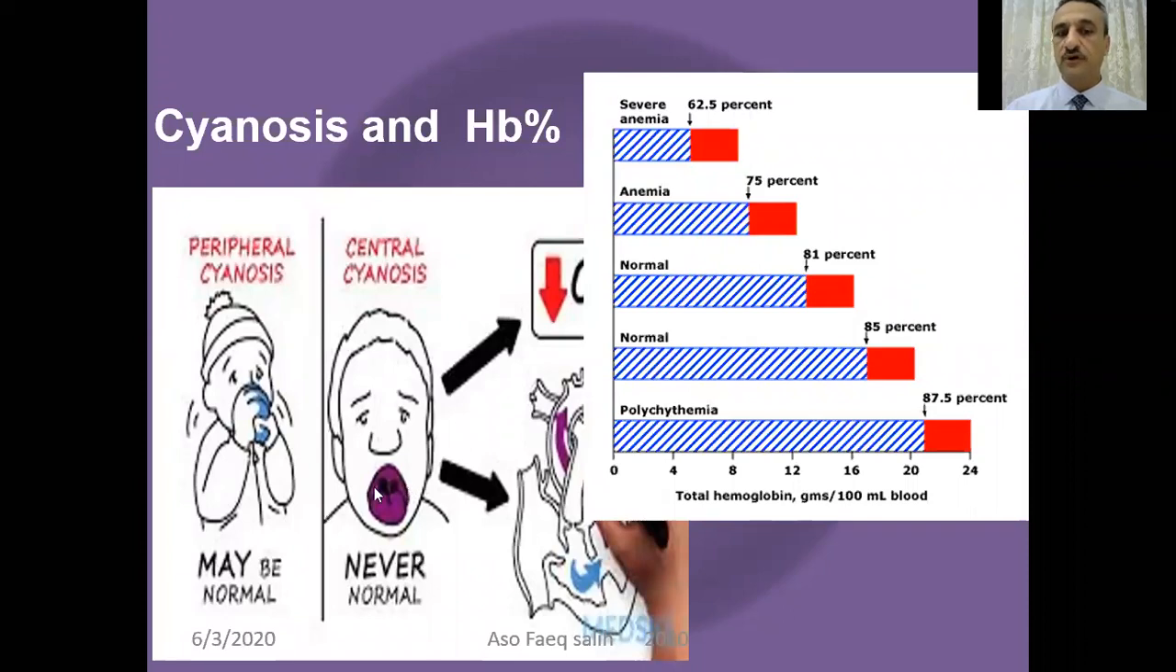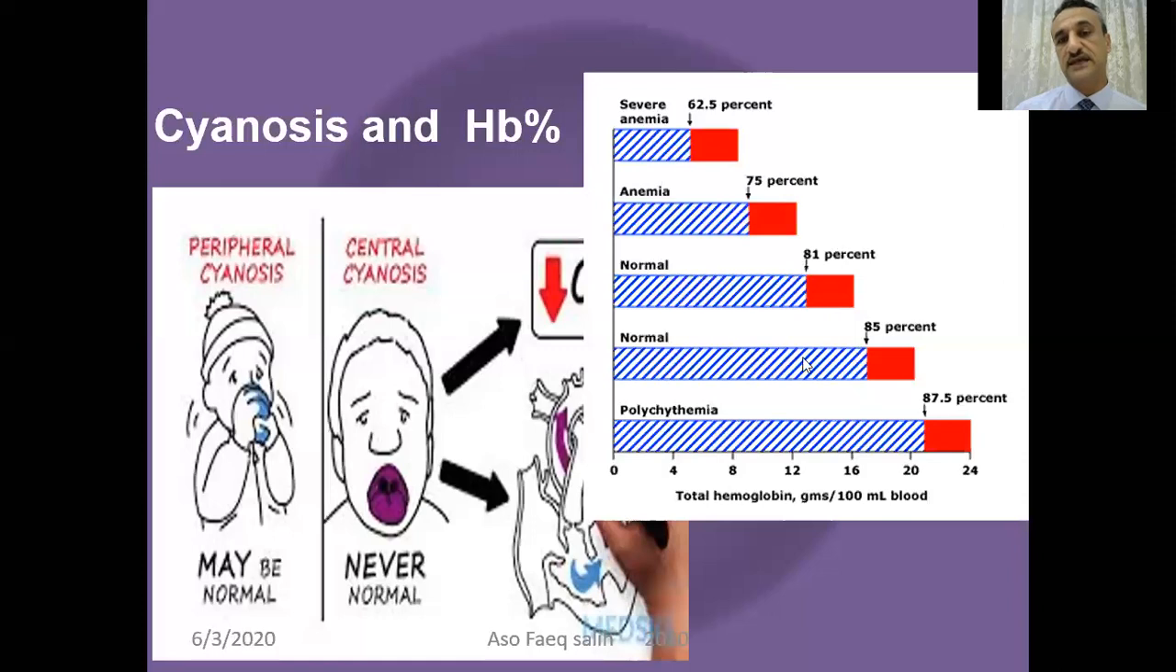But when a baby is born with blue discoloration of the tongue and the oral mucosa, that's not normal. It's a central cyanosis. So it's possibly related to the heart, some kind of shunt inside the heart. Okay, so that's the cause of cyanosis here. Then I'm going into detail with this.